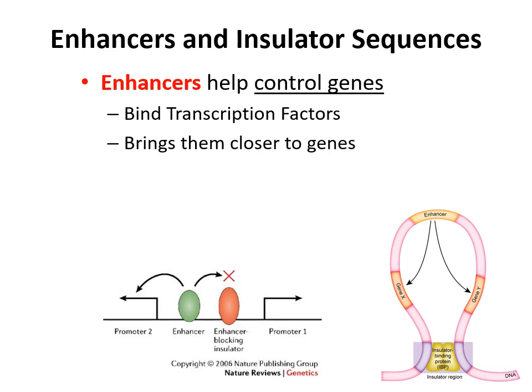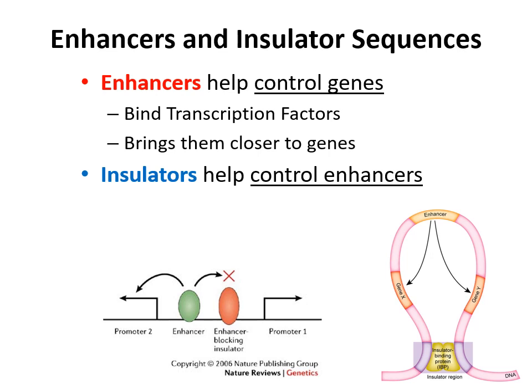Okay? Now, insulators are then responsible for helping to control those enhancers. So the enhancers are helping activation, and the insulators will then act as boundary elements, okay? They prevent enhancers from activating too many genes at once, basically preventing enhancers from activating too many genes that are further along the chromosome, okay?